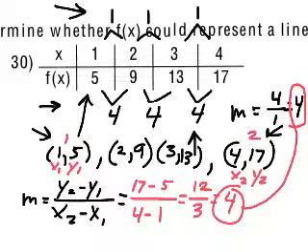Okay, so let's start. We have to put it in slope-intercept form, right? We have to put it in the y equals mx plus b form. So let's do it.